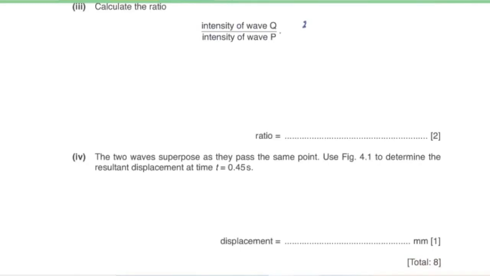So we have 2 square divided by 3 square, and the ratio we get is 0.44.